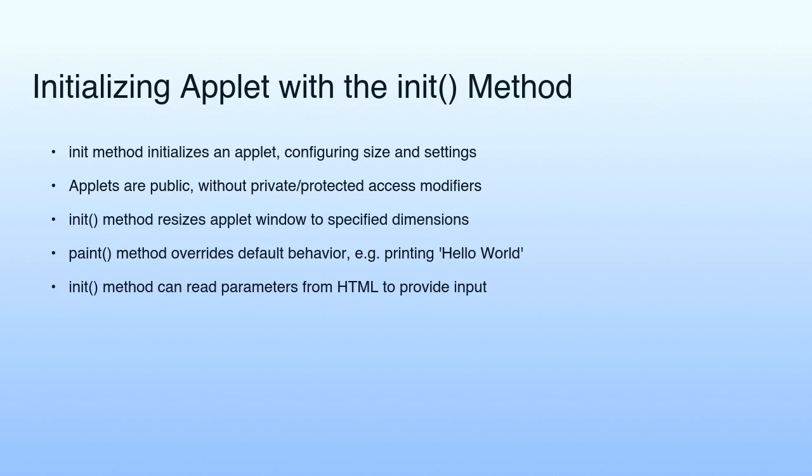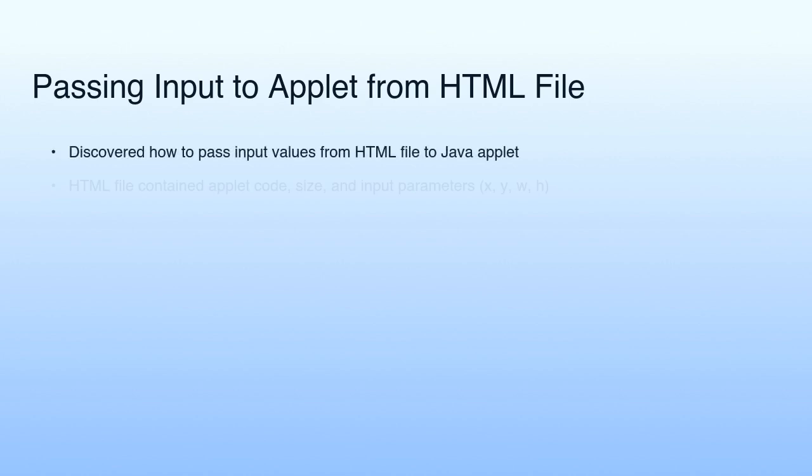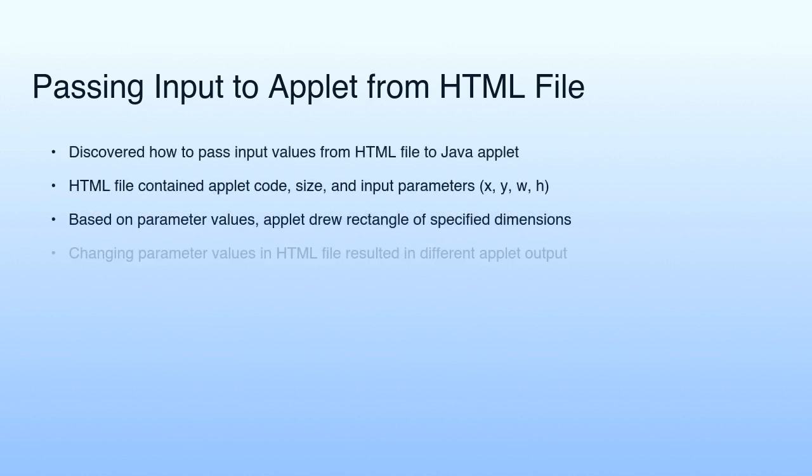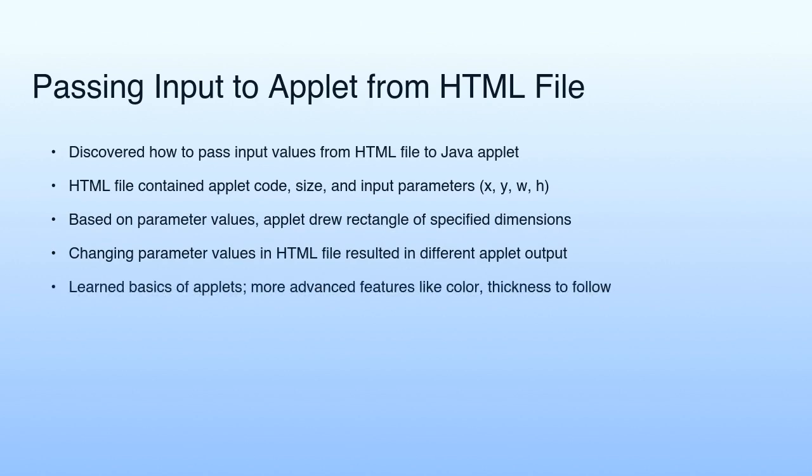For instance, passing X, Y, and H values from the HTML file allows the applet to draw a rectangle with the specified dimensions. While applets share similarities with applications, there are key differences in their structure and execution methods. Applications can include advanced programming concepts, have a main method for independent execution, and offer broader functionality. In contrast, applets have a simpler structure and require a web browser or applet viewer to run.